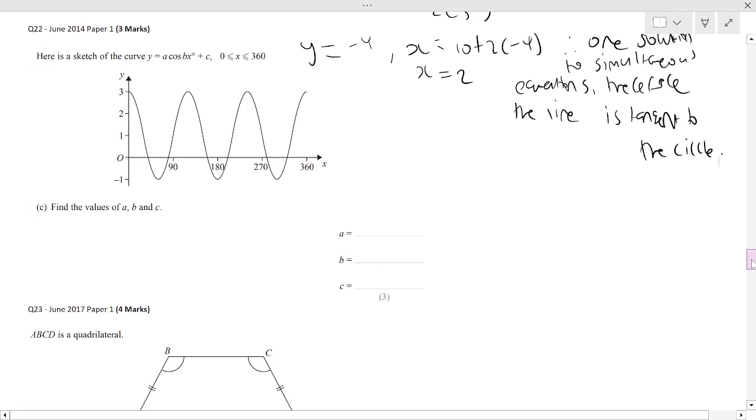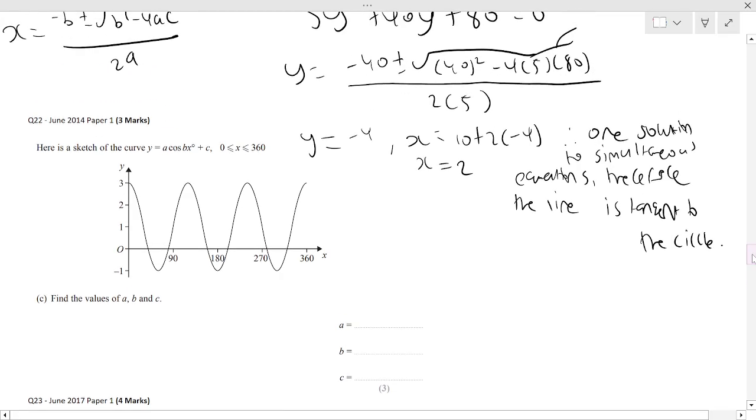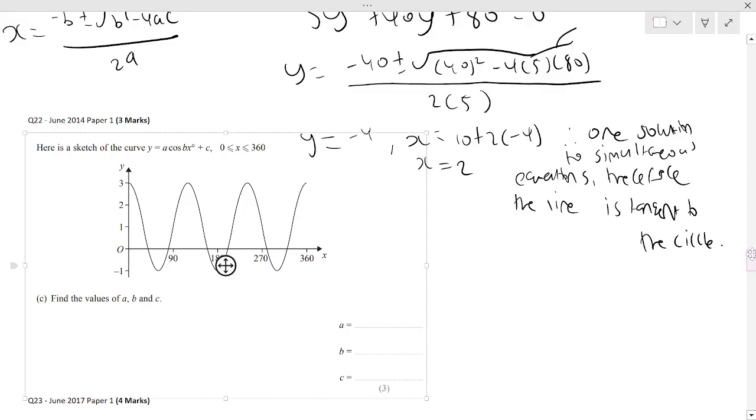Cool. Question 22. We're given a sketch of a curve y = a cos bx + c. Okay, so it's a transformation, right? And we need the values of a, b, and c. Firstly, recognize a, b, and c are transformations, right? So b is stretching the x coordinates and a is stretching the y, and then we add in c up.